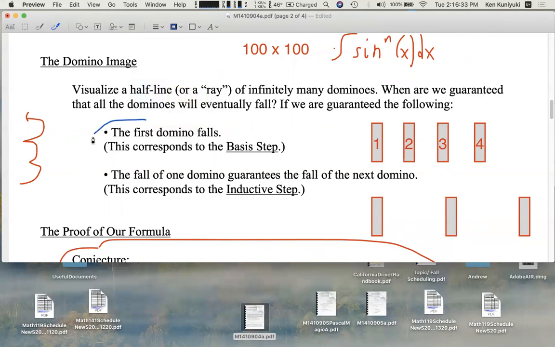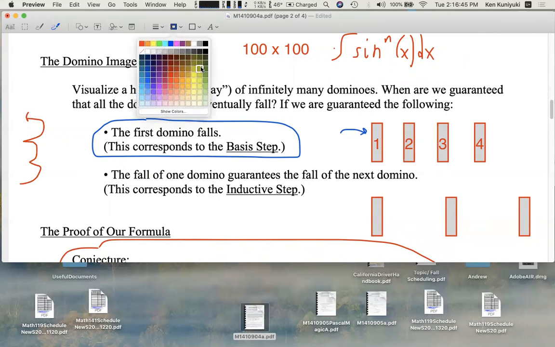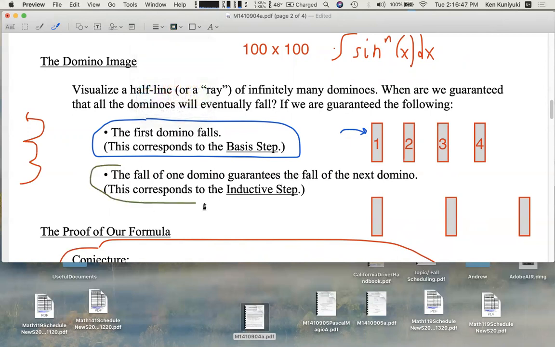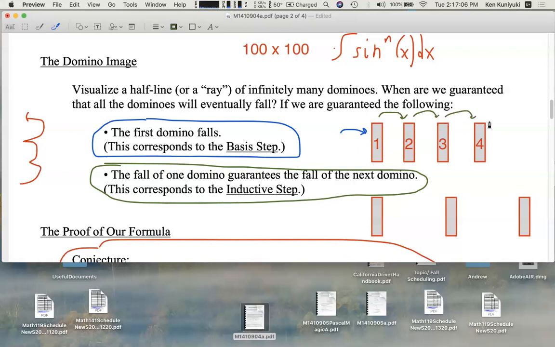If it's true that the first domino falls, and that corresponds to the basis step, so that means that this first domino gets tipped over, right? And then the fall of one domino guarantees the fall of the next domino. And this corresponds to what we call the inductive step. So if one domino falls, then we're guaranteed that the next domino will fall. If one falls, then two falls. If two falls, then three falls. If three falls, then four falls, and so forth.